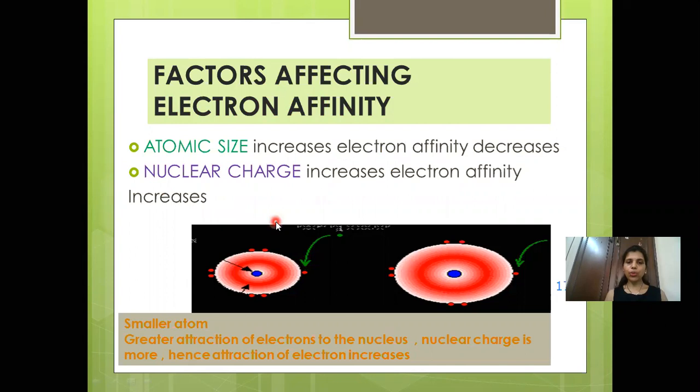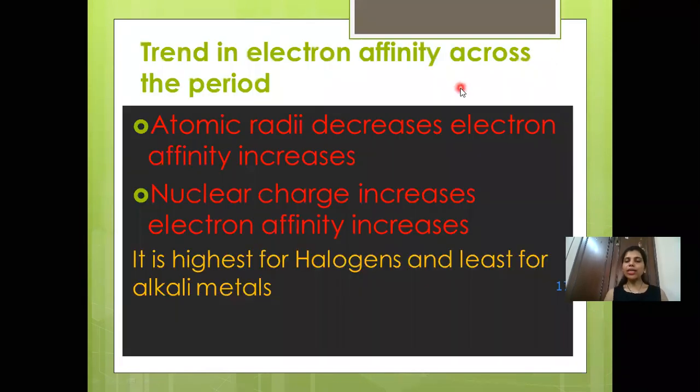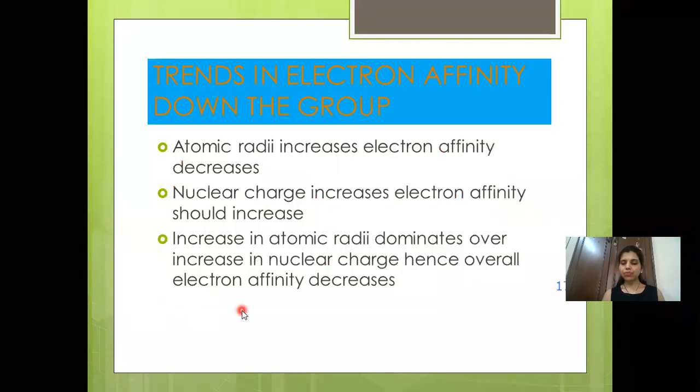I hope you have got it now. So, trend in electron affinity across the period: atomic size decreases, electron affinity increases. Nuclear charge increases, electron affinity increases. So it is highest for halogens, which are at the extreme right, and least for alkali metals.